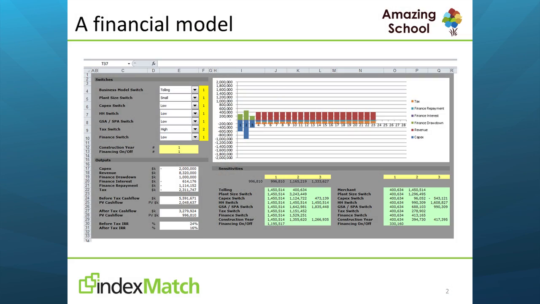So you can change the inputs. If you pay attention to the red bars on the graph, you'll see how revenue changes. So at the moment, we're looking at a tolling model. If we change the business strategy to a merchant model, you can see you make less money in this particular instance. But if we change the commodity price, you'll see, wow, our revenue goes up. Isn't that great? And you can also see the tax impact.